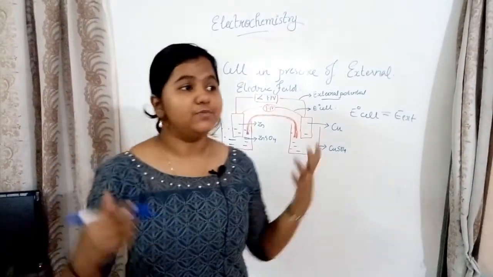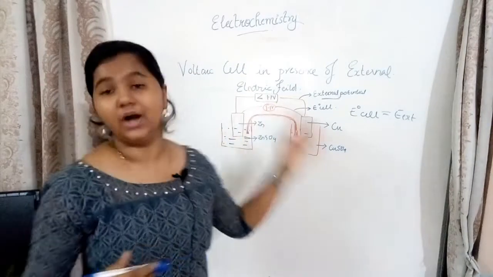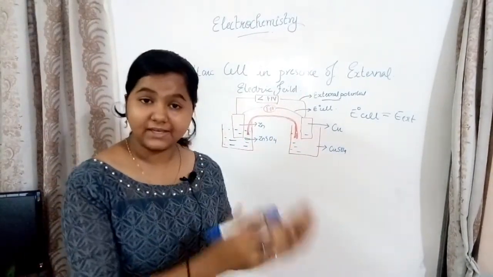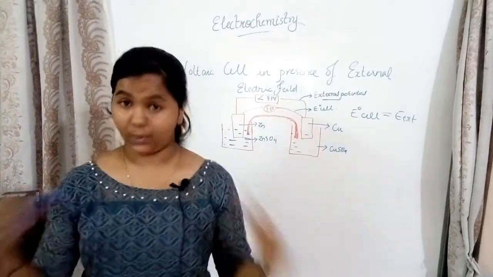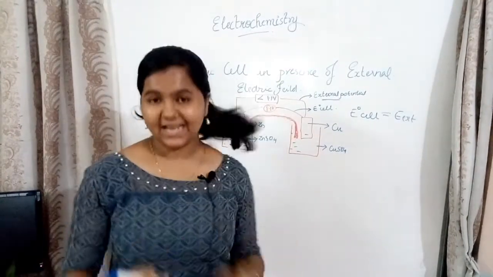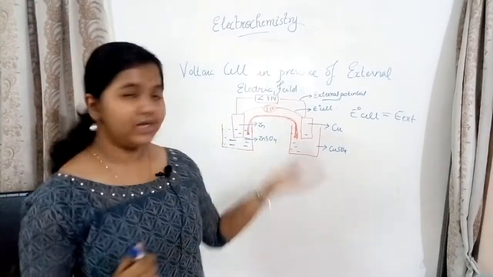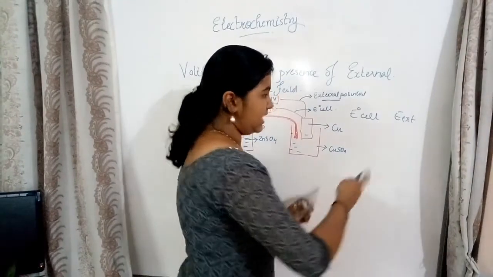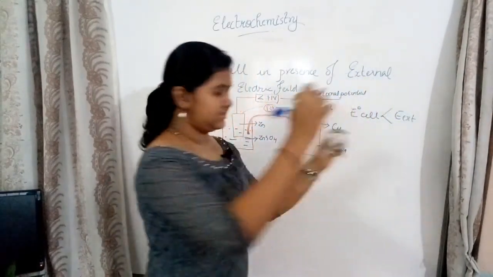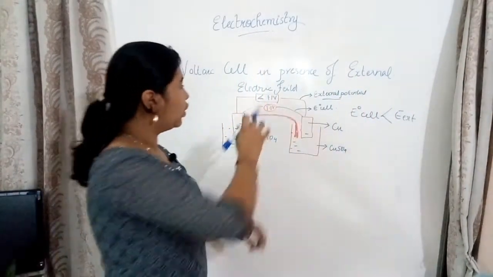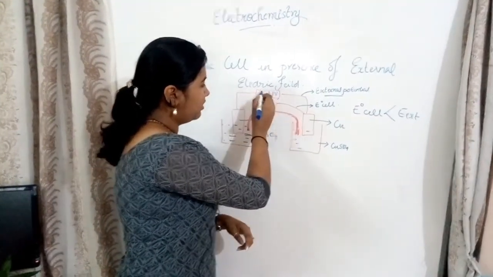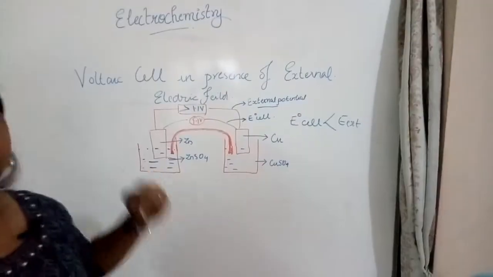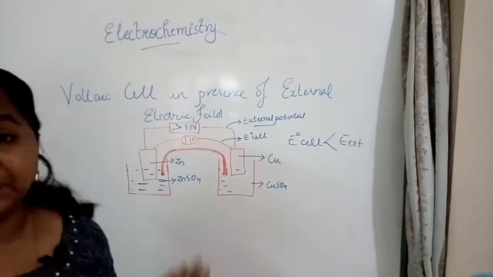What does it mean that the cell stops functioning? If there is no current flow, what does an electrochemical cell do? It converts chemical energy to electrical energy. If there is no electrical energy, then the voltaic cell is not functioning. So the third case that we are going to learn is E0 cell is lesser than E external. So over here it will be the other way around. And here it will be the exact opposite of the first case.